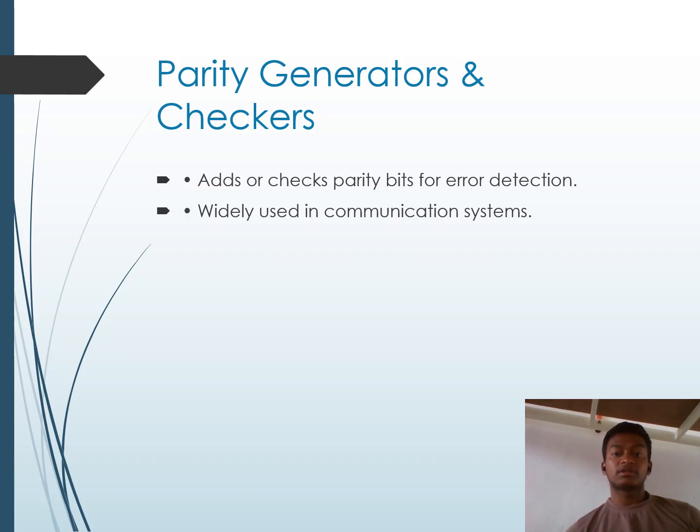Another combinational circuit is parity generators and checkers. Generators and checkers are important for error detection in communication systems. A parity generator adds an extra bit called a parity bit to data before transmission. A parity checker checks the parity at the receiving end to detect errors. For example, in even parity, the number of ones in the data plus the parity bit must be even.